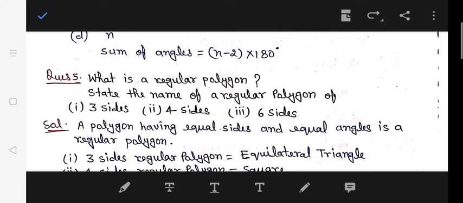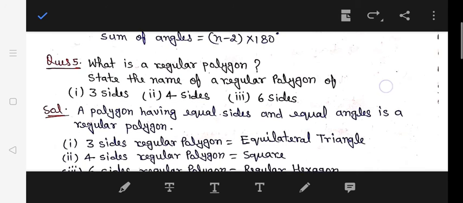Now here it is question number 5. What is a regular polygon? State the name of the regular polygon of 3 sides, 4 sides and 6 sides. So students, I gave the definition of the regular polygon in my previous video, but here again I am going to explain. A polygon having equal sides and equal angles is called a regular polygon. It means if a polygon has all sides equal and all angles of equal measure, that is called a regular polygon. So here I have given the definition.